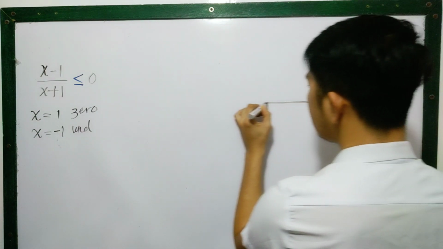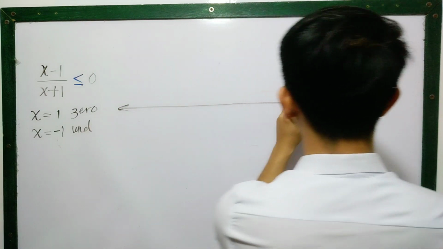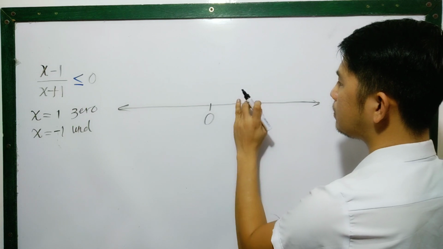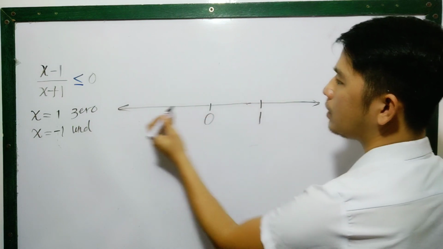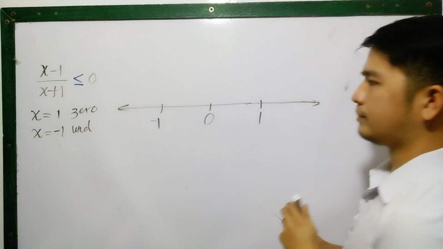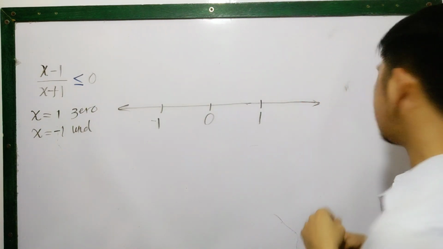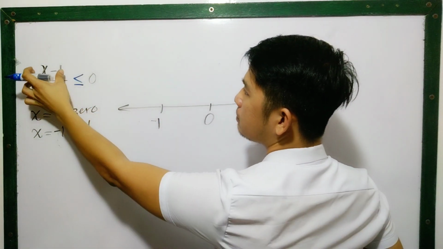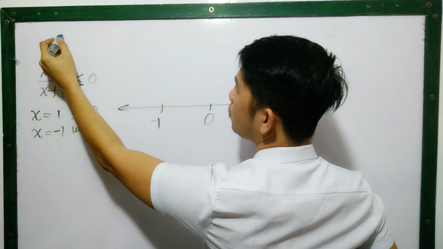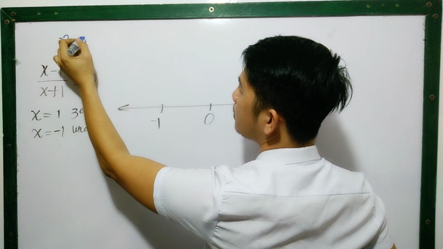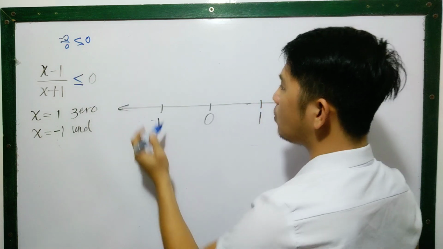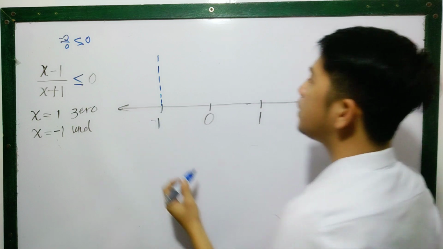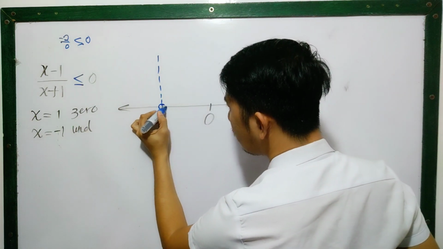So, let's plot the critical numbers on the number line. So, this is 0, this is 1, and this is negative 1. So, hatiin natin. So, when x is negative 1, magiging negative 2 over 0 less than equal to 0. So, undefined na to. Therefore, hindi ito kasama. Okay? Next. So, open lang yan. Open.